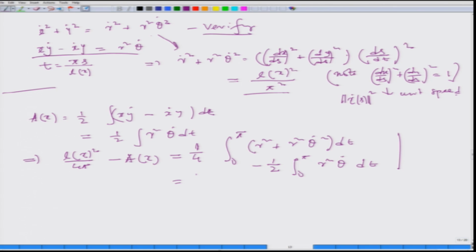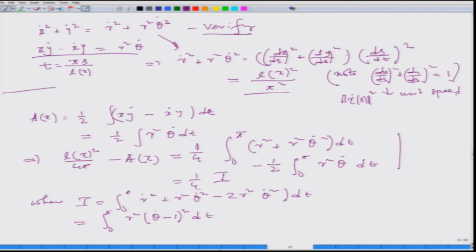Let us call this equal to 1 by 4 I, where I equals integral 0 to pi of r dot square plus r square theta dot square minus 2 r square theta dot square dt, which I write as integral 0 to pi r square times theta dot minus 1 square dt plus integral 0 to pi of r dot square minus r square dt.